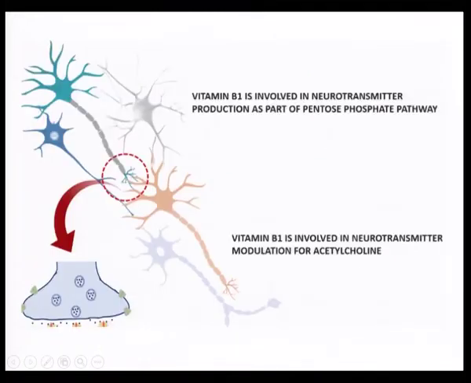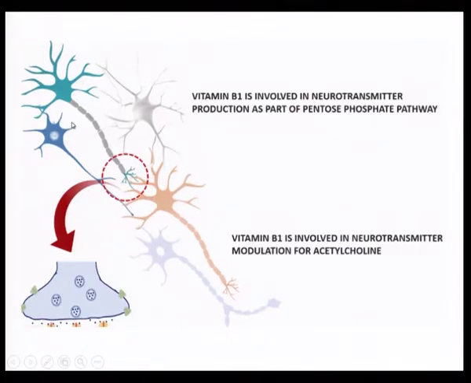In addition to that, vitamin B1 is involved in neurotransmitter production as part of the pentose phosphate pathway. B1 is involved in the modulation of acyl-CoA. Because this acyl-CoA production, which happens with the help of pyruvate dehydrogenase, is not only a key ingredient in initiating the citric acid cycle and making it keep going, in addition to that, acyl-CoA is also the acylating component for the production of neurotransmitters.